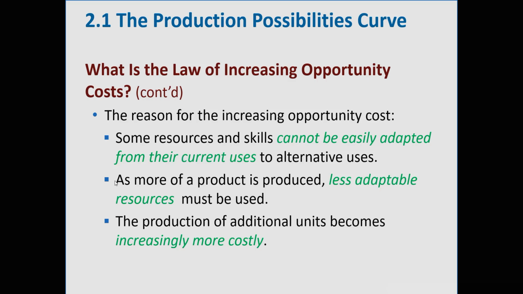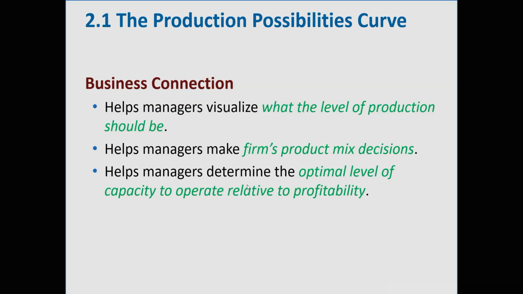So here it says some are just less adaptable. Some resources are less adaptable. And of course, the production of additional units becomes increasingly more costly. That's just the idea behind it. Now, what's the business connection?